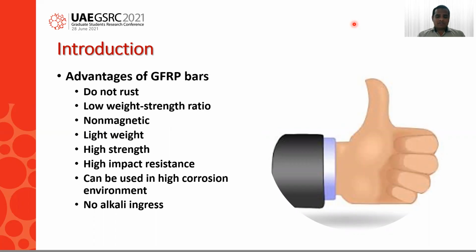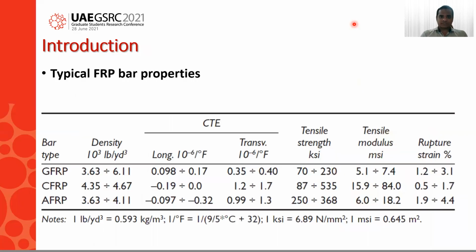GFRP bars have a lot of advantages when compared with steel bars. Especially, they do not corrode, they have a very low weight to strength ratio, and they have very high strength as well. There are other properties listed in these slides. In these tables you can see some important properties of fiber reinforced polymer bars. Importantly, they have very high tensile strength compared with steel.